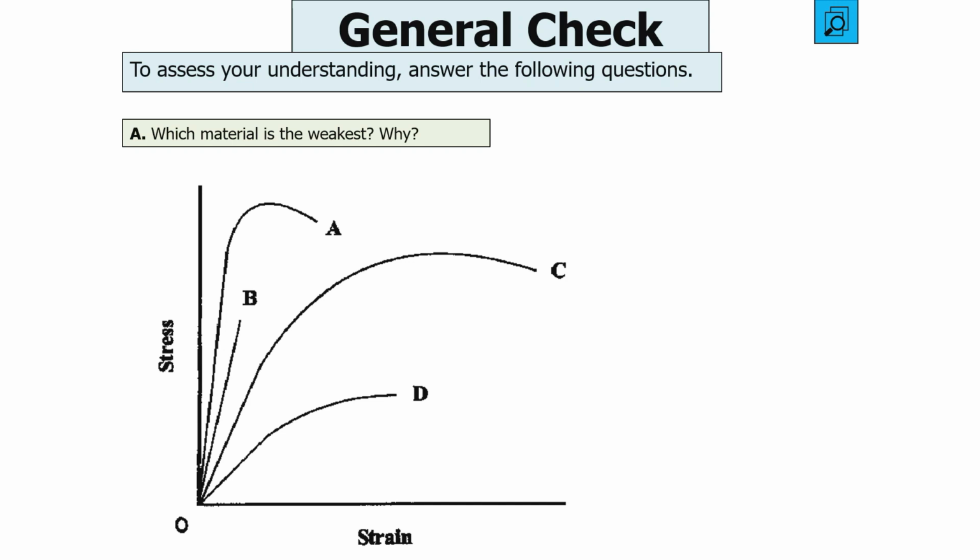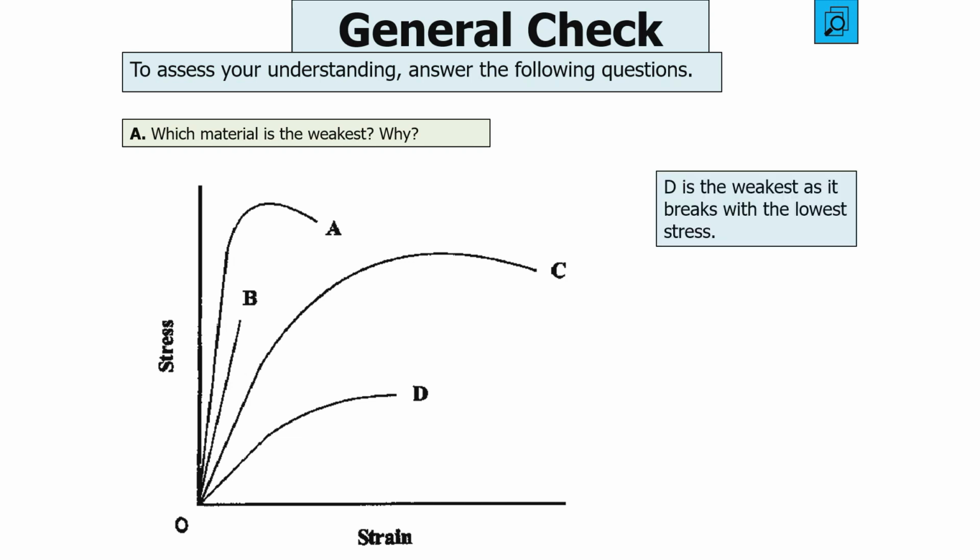Which material is the weakest and why? Pause the video now, then unpause the video when you want to go through your answer. D is the weakest as it breaks with the lowest stress. As you can see on the graph, it has the least value of stress of the values given.